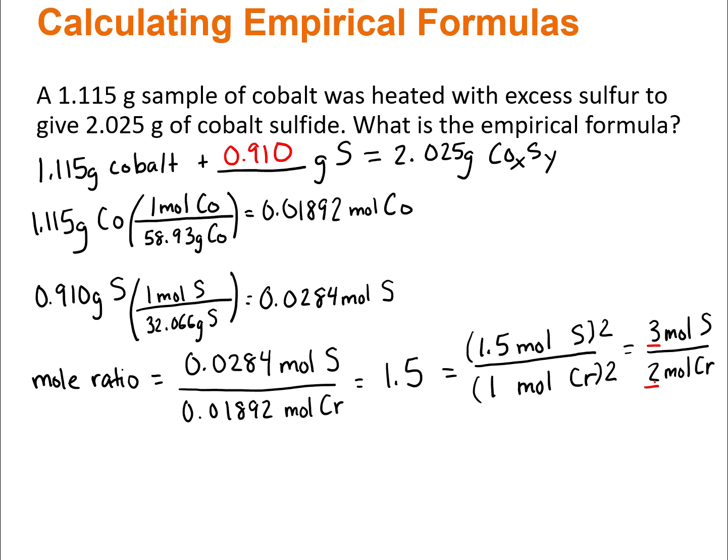The 3 and the 2 are the subscripts for the empirical compound. Oh, I'm writing chromium because that's what we did before. It's cobalt, y'all. They're so similar. Thank you for that.